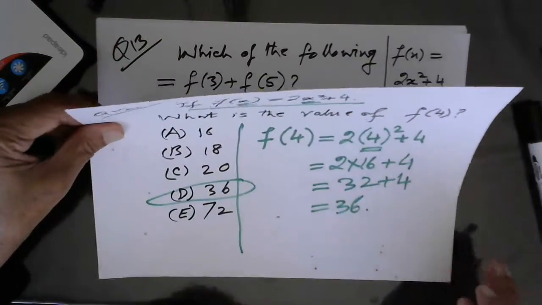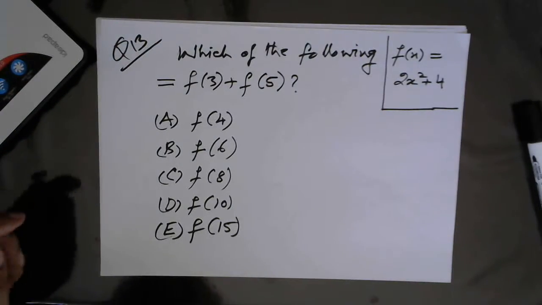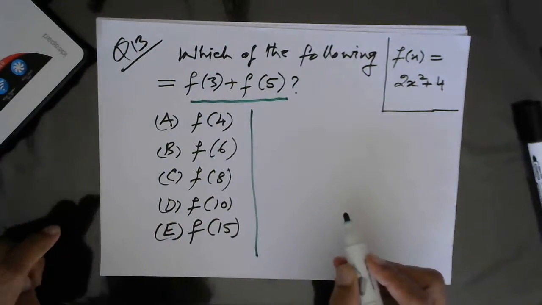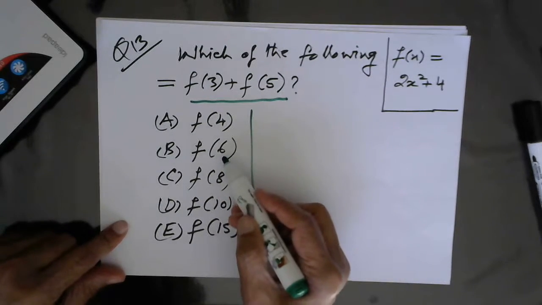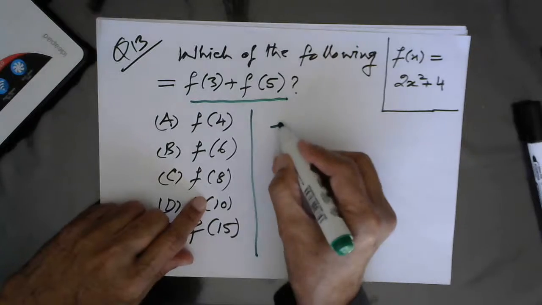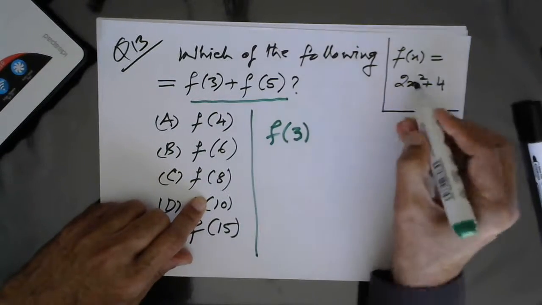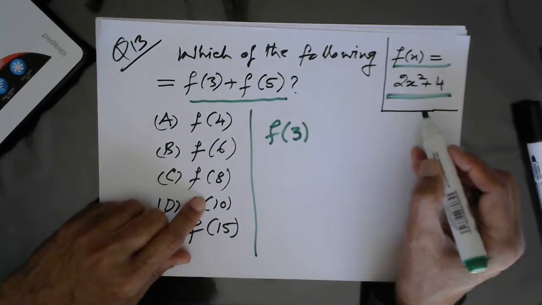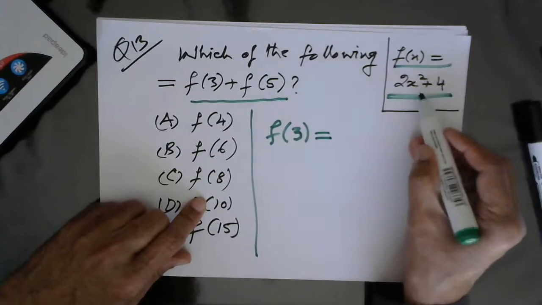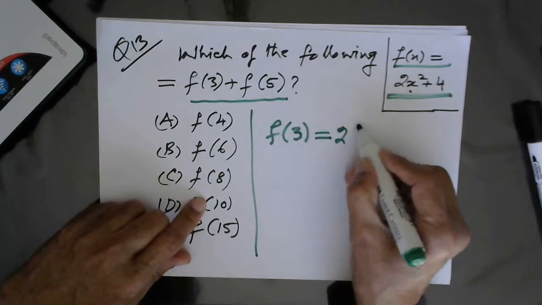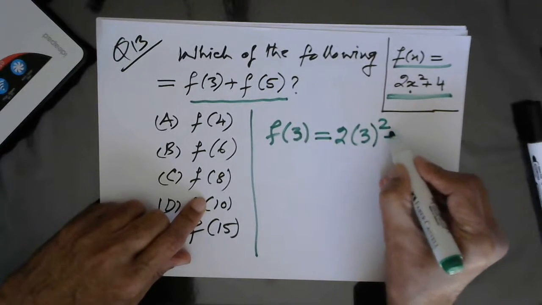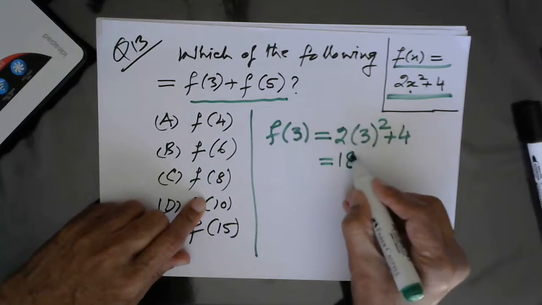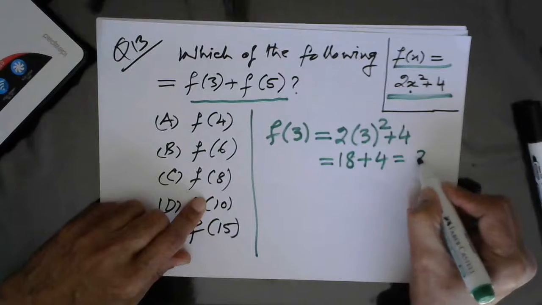Let us now move on to number 13. Which of the following f3 plus f5 is equal to f4, f6, etc.? Now, first we must find what is f3. f(x) is equal to 2x square plus 4 as it was in question number 12. So f of 3 would be, replace x by 3 and you will get 2 times 3 square plus 4. Now what is 3 square? 3 square is 9, times 2 is 18, plus 4 is 22.